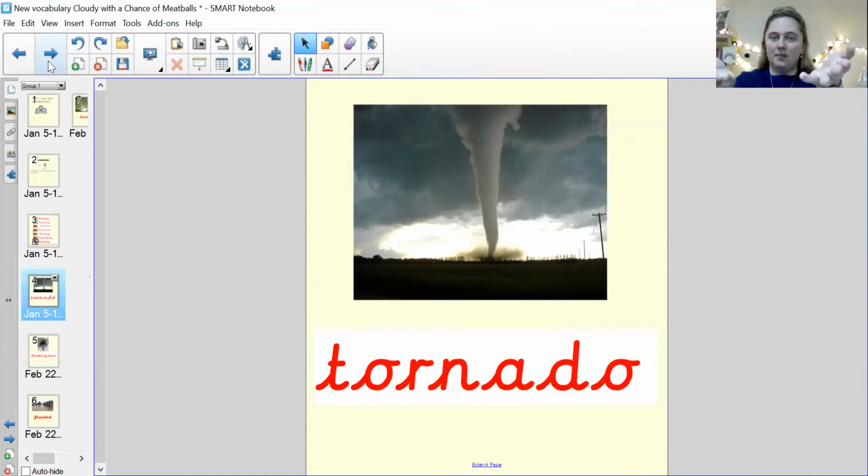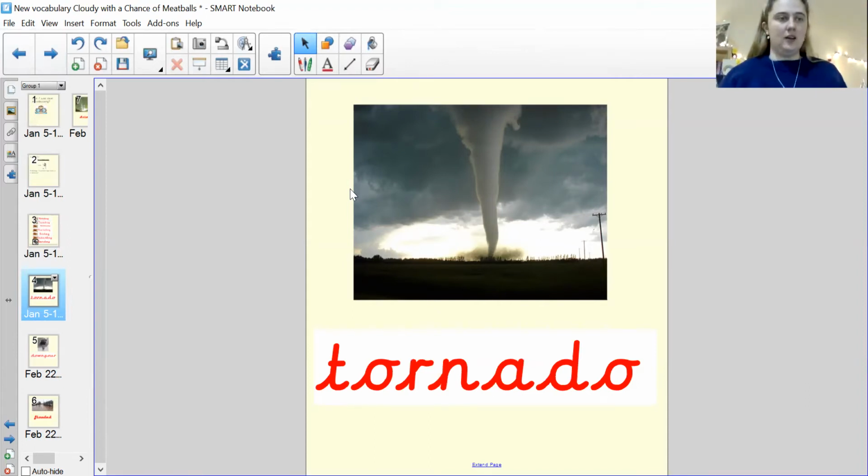Tornado. Tornado. Now, a tornado is a vortex, so a spinning circle of rotating wind. So it's wind that spins really fast in a circle, and it looks just like this. It looks like a cone-shaped cloud coming down from the sky, but it's actually really, really fast winds. And these can be really damaging. They can come and they can break houses and things. So, tornado, your turn.